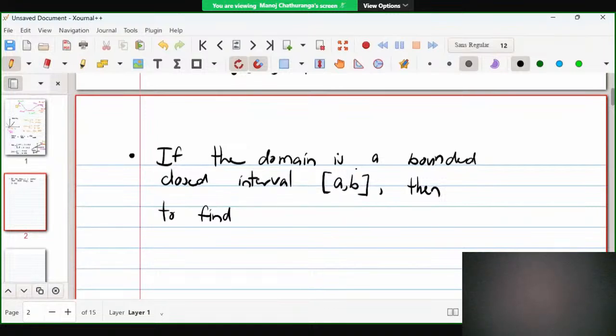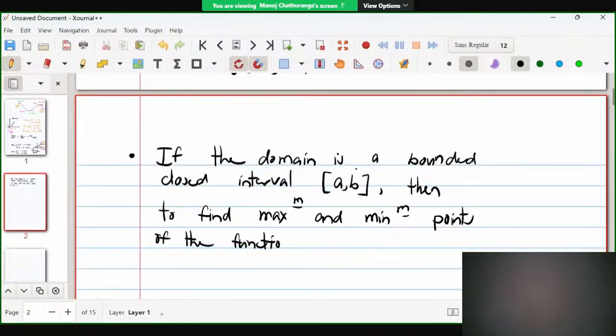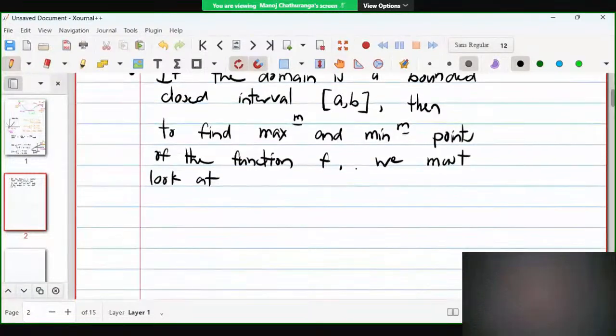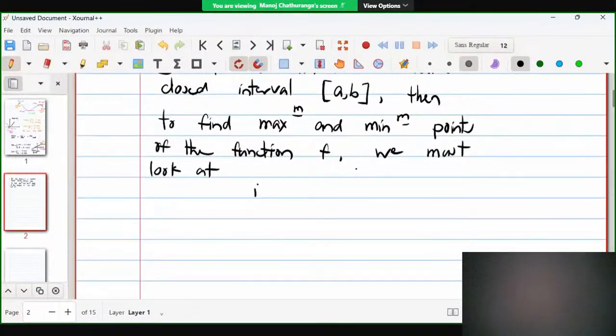I'll talk about maximas and minimas in general. Maximum and minimum points of the function f, we must look at three things. First of all, zeros of the derivative.